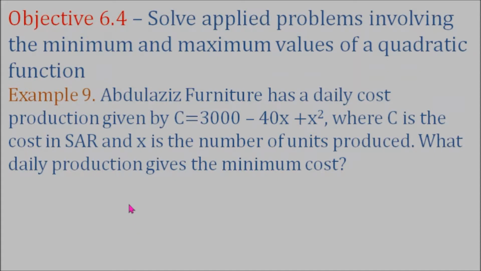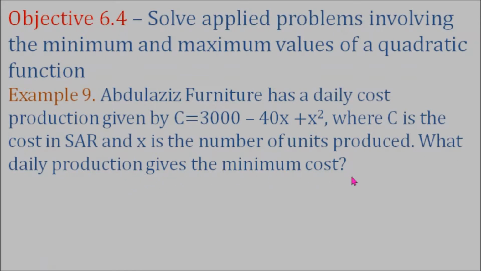Objective number 4. Solve applied problems involving the minimum and maximum values of a quadratic function. Example number 9. Abdulaziz Furniture has a daily production cost given by C equals 3,000 minus 40x plus x squared, where C is the cost in Saudi riyals and x is the number of units produced. What daily production gives the minimum cost?